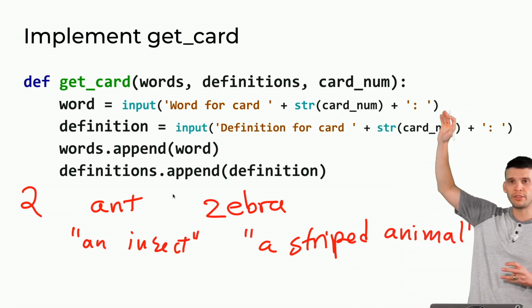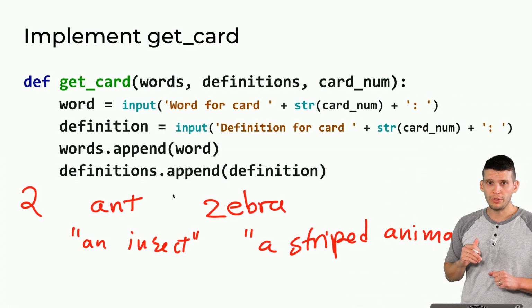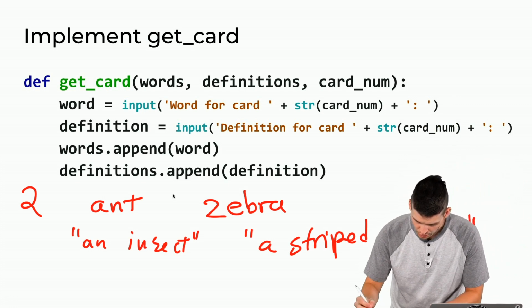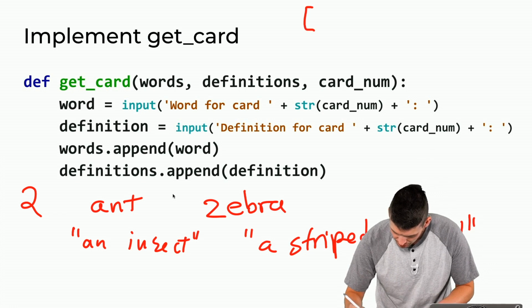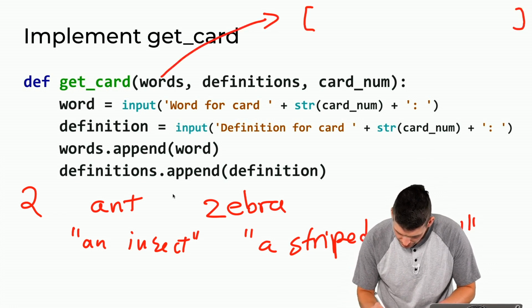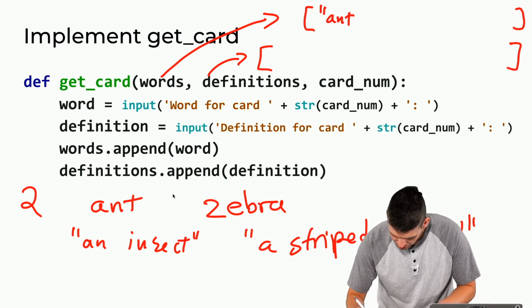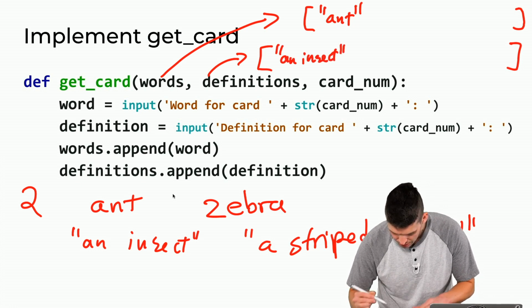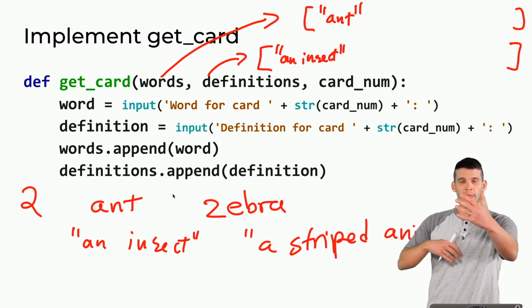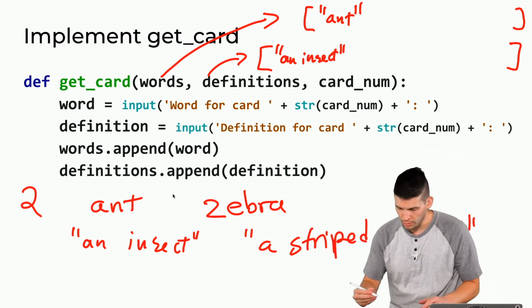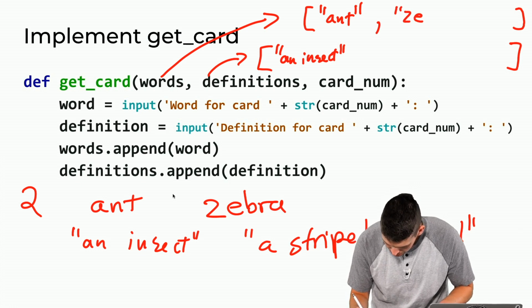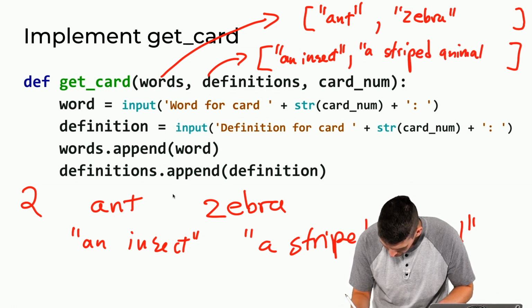So when this function gets called first, it will append ant into, let's say, the words list, and the definitions list is this. So it will append ant into that list, and it will append an insect into the definitions list. And then when this function gets called again for the second flashcard, we would append zebra in there, and we would then append a striped animal into the other one.